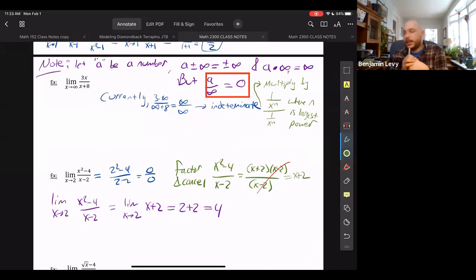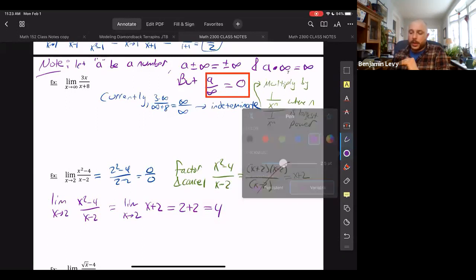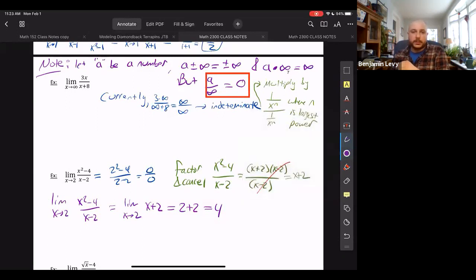So in this problem, the biggest power is 1, right? We have a 3x to the 1. We have an x plus 8, so it's an x to the 1 plus 8. So we're going to take our original problem and multiply it by 1 over x divided by 1 over x. And that's what I'm going to squeeze in the bottom here.